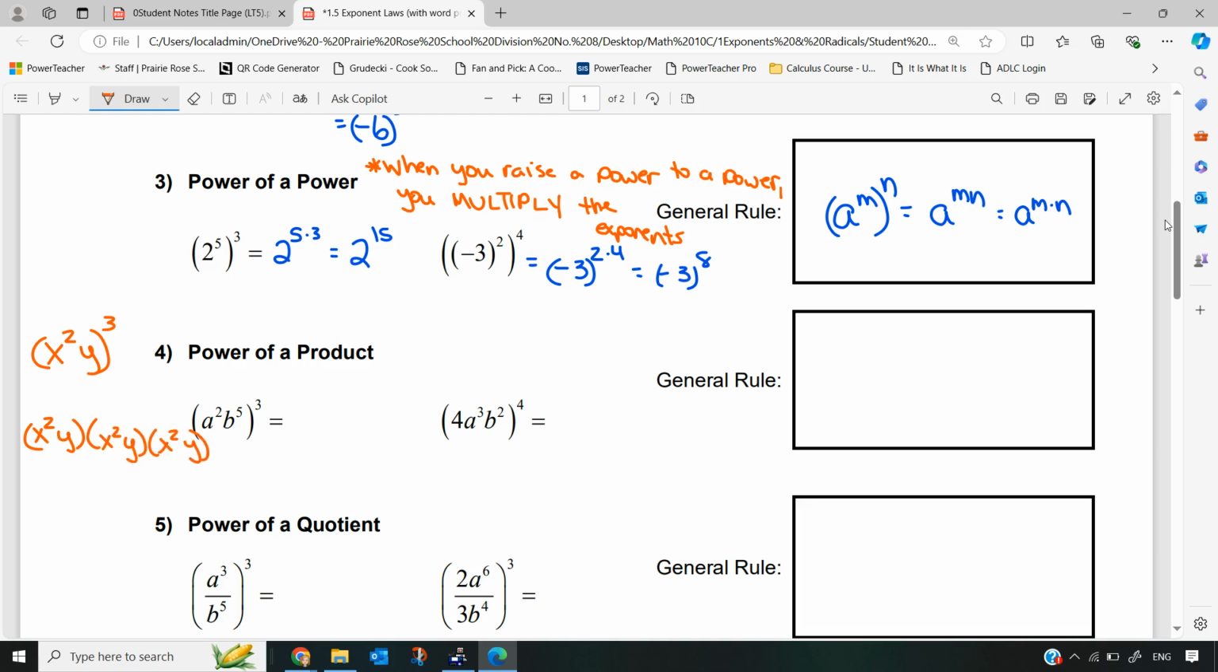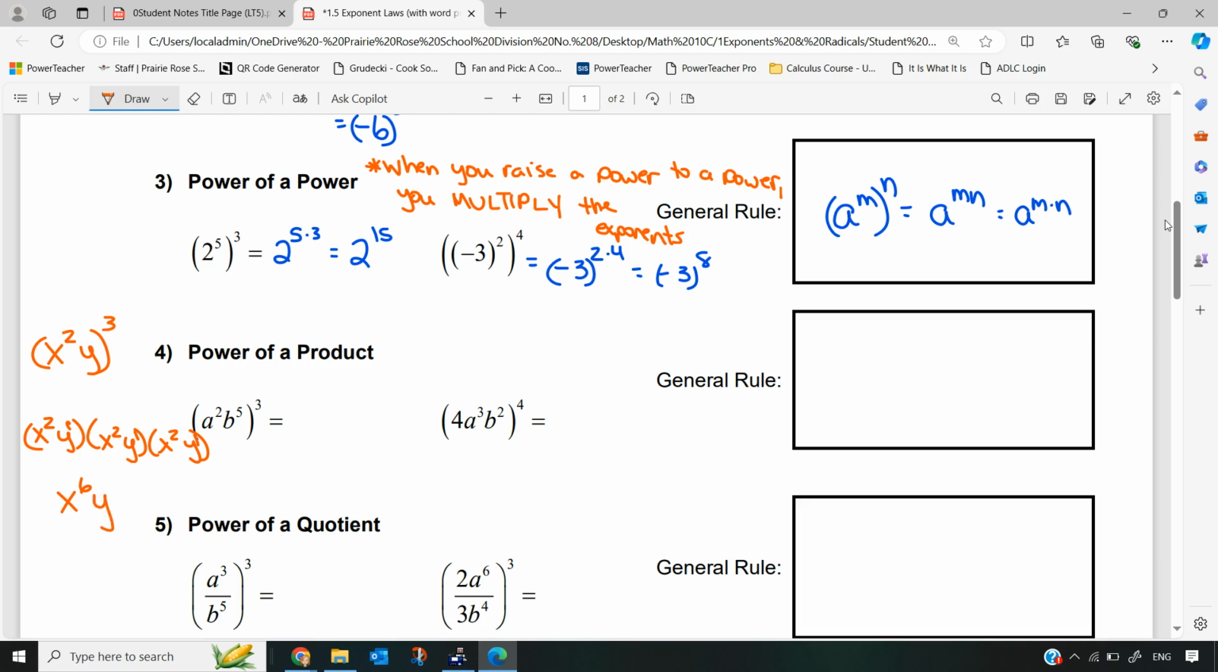Notice this is just our product rule. So we have x squared times x squared times x squared. If I'm multiplying powers with the same base, I'm going to add the exponents. That's going to be x to the 6th. If I have y times y times y, that's y to the 1 times y to the 1 times y to the 1.